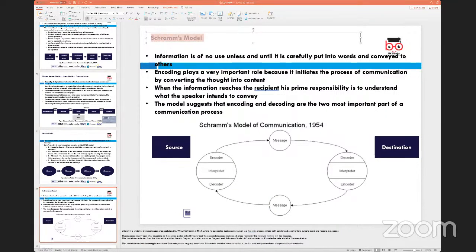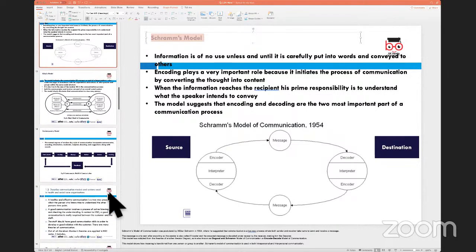The next model that we look at, very briefly, is Schramm's model. Now, there are lots of different types of models, but the Schramm model of communication was proposed by Wilbur Schramm in the late 1950s. And it's a transactional communication model. The main point of this model is that it focuses on the process of communication and the mutual exchange of information between the sender and the receiver.